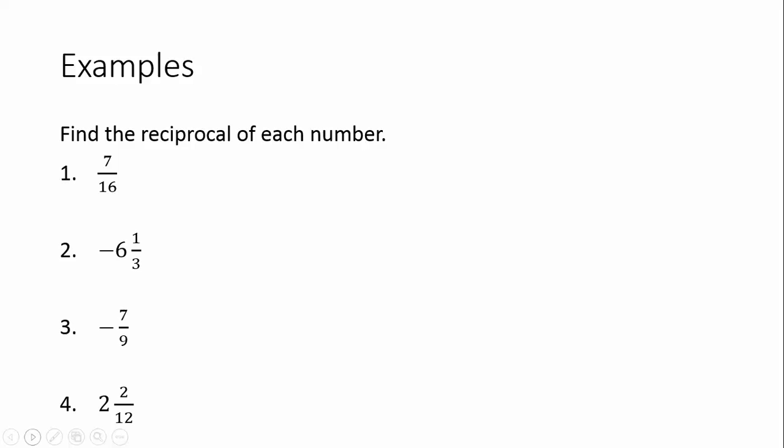Find the reciprocal of each number. So again, the reciprocal is found by flipping the fraction, flipping the numerator to the denominator and the denominator to the numerator. And we want to be careful here. We don't want to use an equal sign when we're writing reciprocals. We're just going to write it next to it, 16 over 7. If you were to multiply these two fractions, you would get 1. But you can see why we don't want to use an equal sign, because these two fractions are not equal.